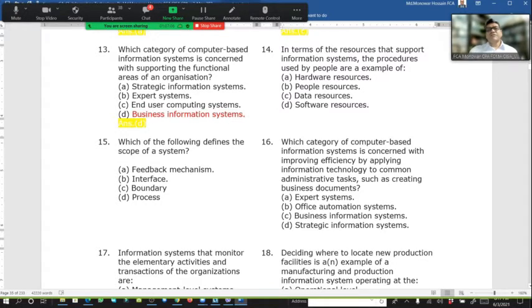Number 14. In terms of the resources that support an information system, the procedures used by the people are an example of hardware resource, people resource, data resource, or software resource. We know these as the components of the resource, types of the resource also. The answer would be software resource.